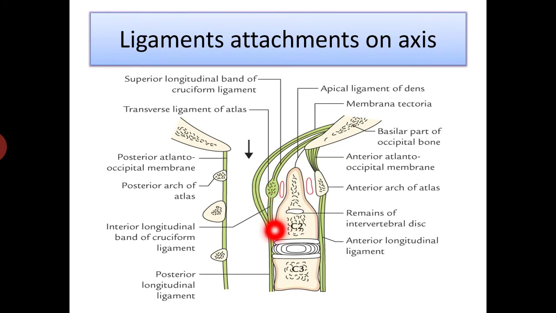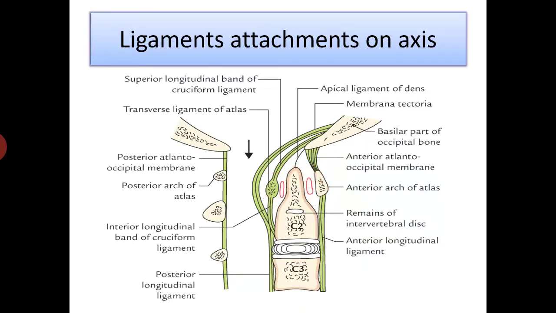Just below that you will find this vertical band of the cruciate ligament. Okay, it has the superior and inferior band. So this cruciate ligament is also attached to the posterior surface of the odontoid process. So as a whole, this odontoid process has on the anterior side the anterior longitudinal ligament, on the posterior side the posterior longitudinal ligament. In the upper part it has the membrana tectoria. Then we have the vertical band of the cruciate ligament attached on the posterior side. And the rest of the odontoid process will be covered by the synovial membrane.